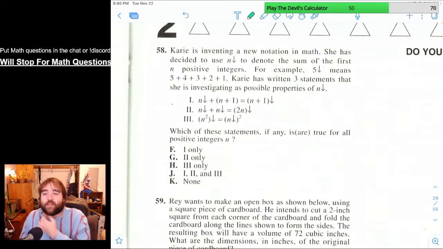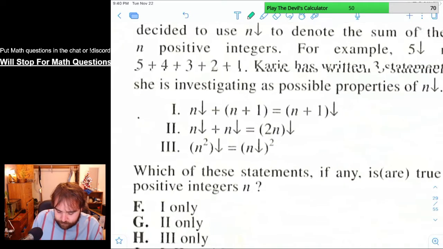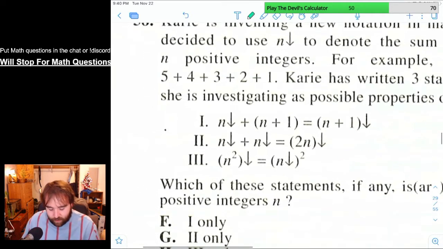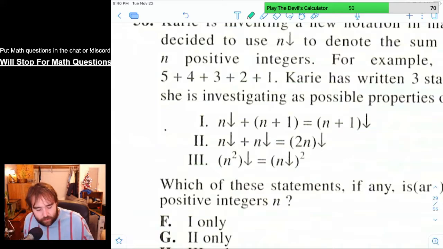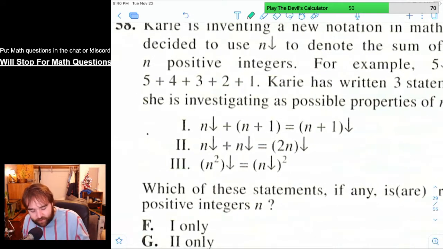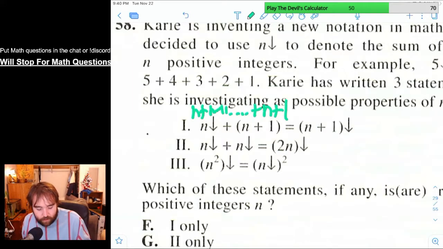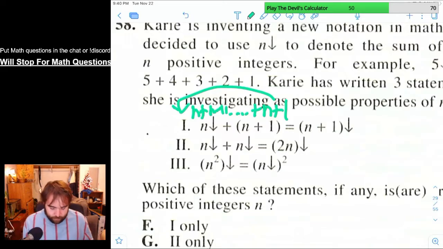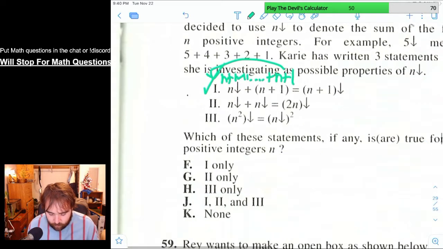Okay, positive. That makes sense that this has to be positive. It says that in the question, too. Okay, so n down plus n plus 1 is the same as n plus 1 down. All right, that makes sense because this is basically like factorial for addition. So this is saying n plus n minus 1, just dot, dot, dot all the way down. But this is adding on the 1 higher than n. So then what is that? That's n plus 1 all the way down. So I like 1. 1 seems to work.